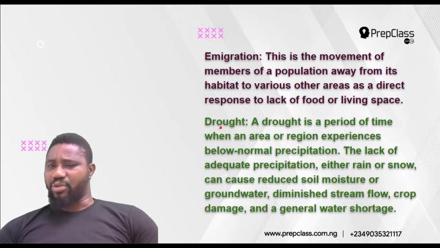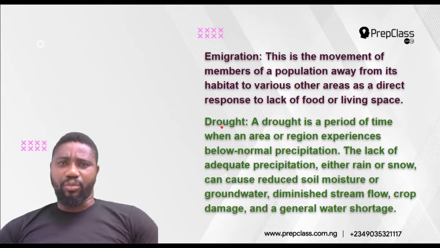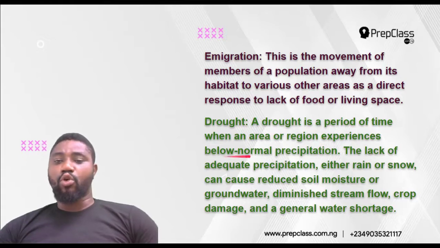Now let's look at drought. Will drought bring about competition? A drought is a period of time when an area or region experiences below normal precipitation. The lack of adequate precipitation, either rain or snow, can cause reduced soil moisture or groundwater, diminished stream flow, crop damage, and a general water shortage. Now, drought simply tells us when there is a low amount of moisture or water in an environment.